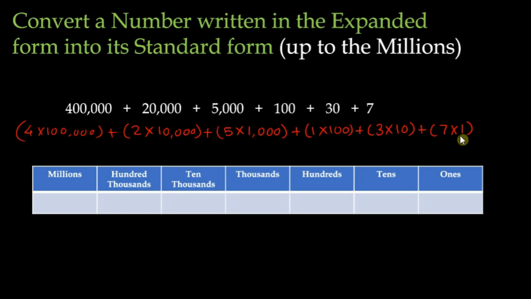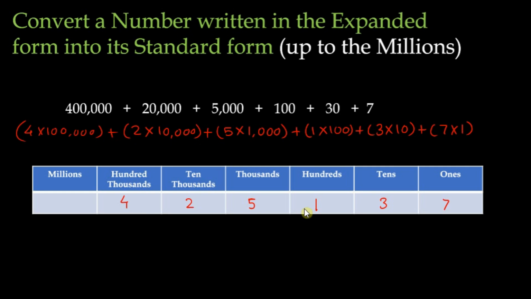Now 7 times 1 means 7 goes in the ones place in the place value chart. 3 times 10 means 3 goes in the tens place. 1 times 100 means 1 goes in the hundreds place. 5 times 1000 means 5 goes in the thousands place. 2 times 10,000 means 2 goes in the 10,000s place. And finally, 4 times 100,000 means 4 goes in the 100,000s place.